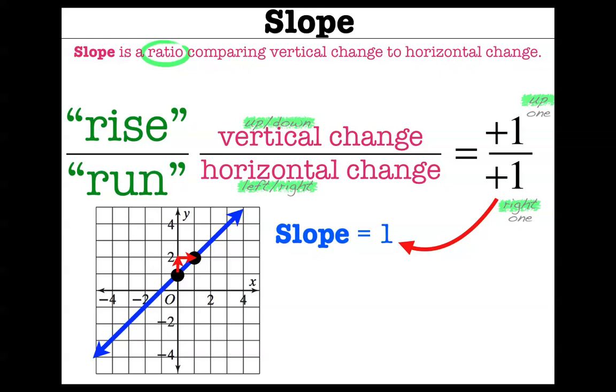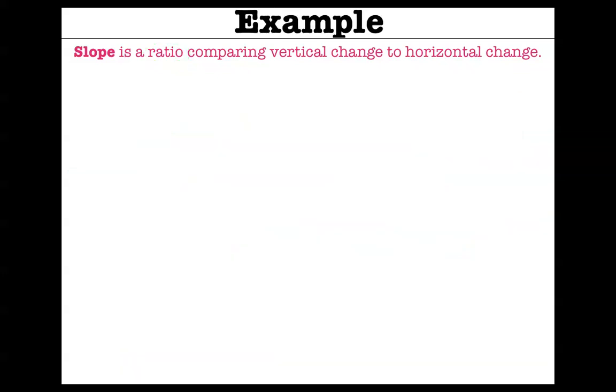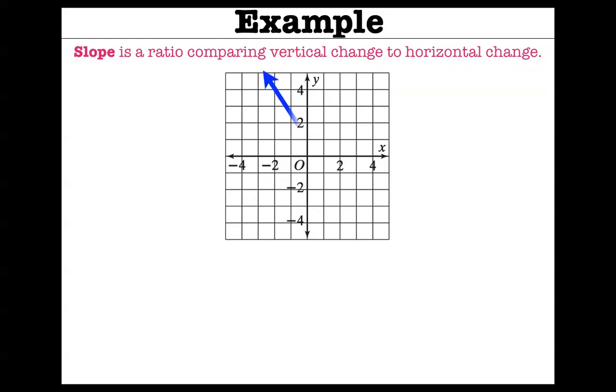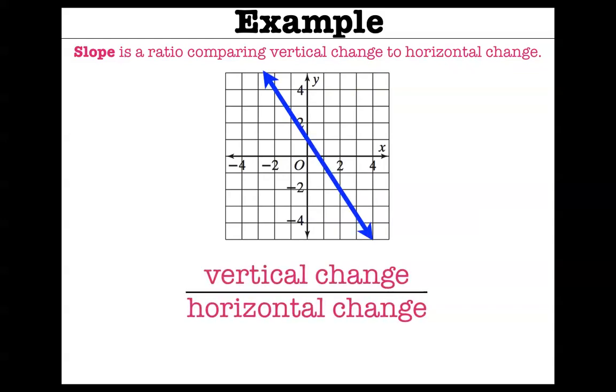And if remembering the phrase rise over run is easier than remembering vertical change over horizontal change, then you might want to just jot down that slope is sometimes referred to as rise over run. Okay, one more example. How about this line? Well, we know that we need to find the vertical change and the horizontal change, but where do we start from? Yeah, like the rise or the run from where to where?